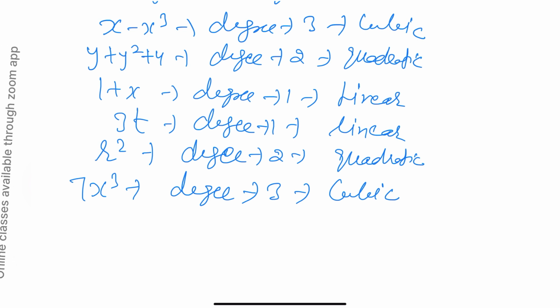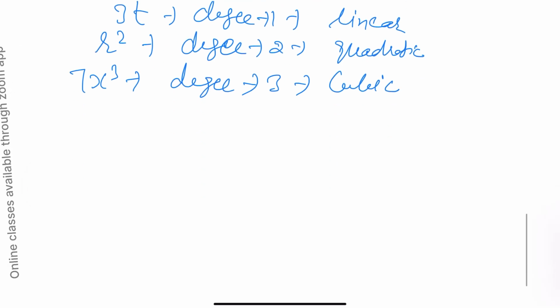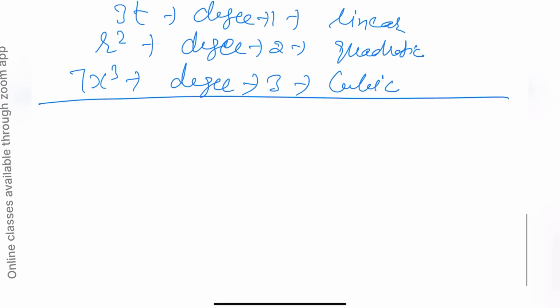As per degree, we can find whether it is linear, quadratic, cubic. Linear means 1 power, quadratic means 2 power or 2 degree, cubic means 3 degree. When the degree is 3, polynomial becomes cubic. When degree is 2, polynomial becomes quadratic. When degree is 1, it becomes linear.